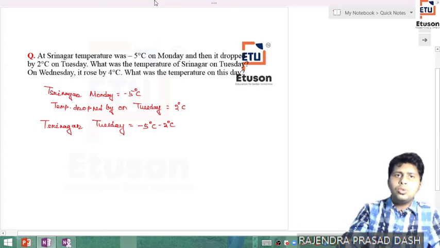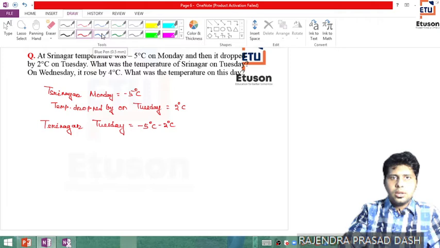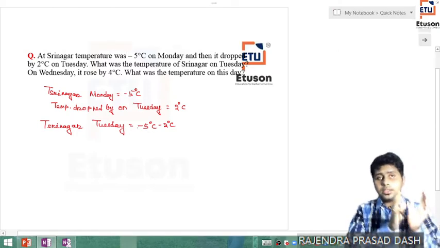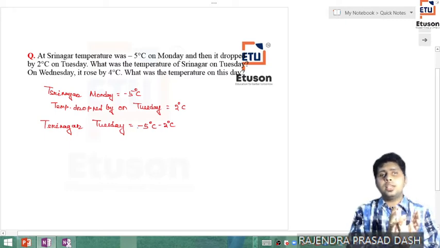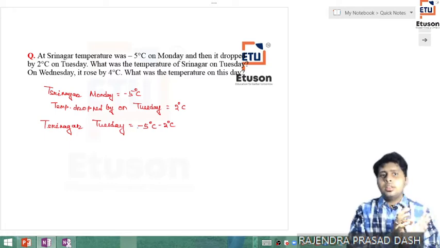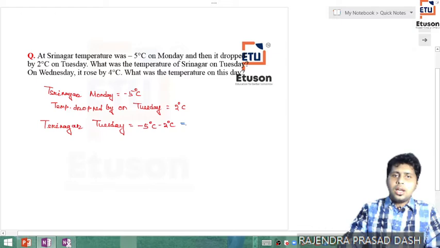I've already told you in the last class that if similar signs are there, whether positive or negative, and the addition process is going on, we'll just add the two numbers 5 and 2 irrespective of their sign. So we'll add 5 plus 2, which is 7.